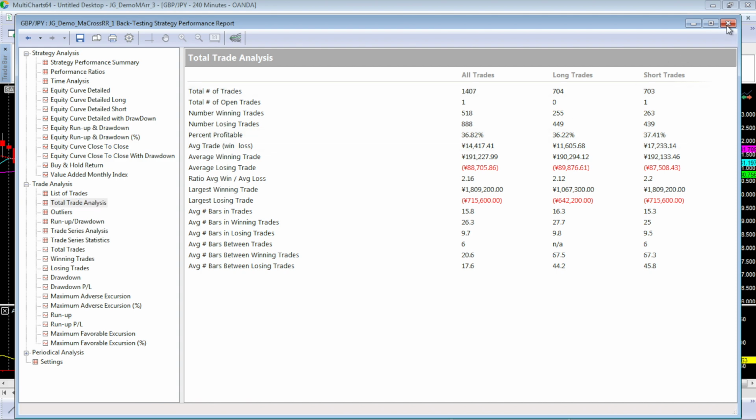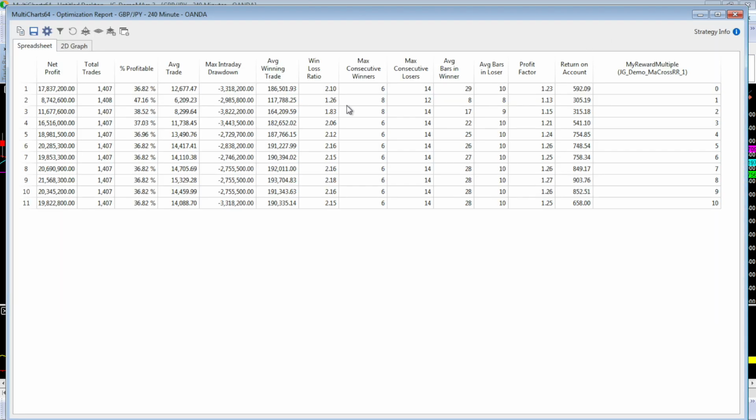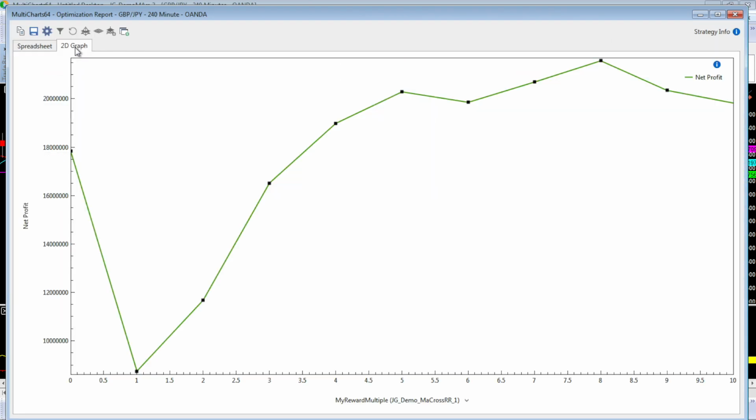Just going back to the profit target, one thing to realise is that as long as we're not using a really small profit target of 1-to-1 or 2-to-1, then everything else pretty much works. Even 3-to-1 works, 3.5. As soon as we start getting to 5-to-1 and upwards, it tends to be pretty stable. It's nice to see that everything is profitable.